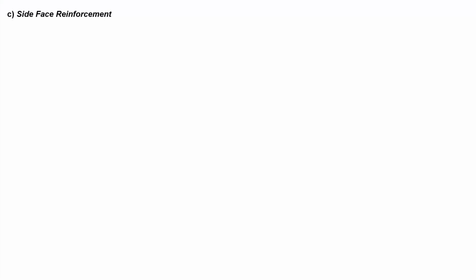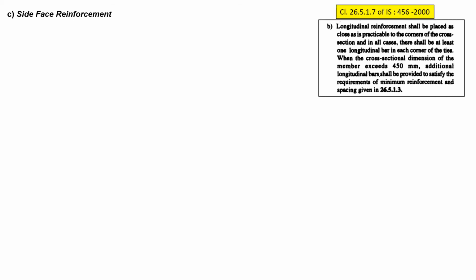Now in this step, we are going to provide the side face reinforcement. Now what does the code suggest? The code suggests, in clause number 26.5.1.7, that longitudinal steel shall be placed as close as is practicable to the corner of the cross section, and in all cases there shall be at least one longitudinal bar in each corner of the tie. So this condition we are fulfilling.